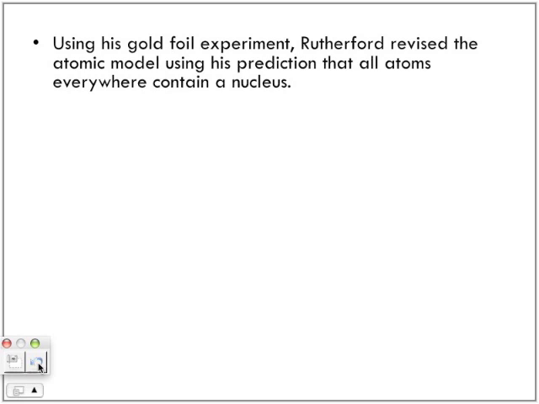Now, using his gold foil experiment, Rutherford revised the atomic model using his prediction that all atoms everywhere contain a nucleus. So regardless of the atom, they all contained a nucleus. We've already discovered the electron. We know that there is a nucleus. We know there are protons. We know that there are positive charges associated with each atom.